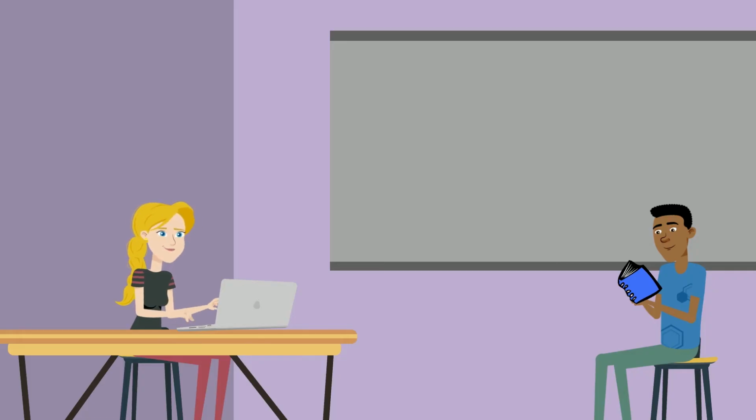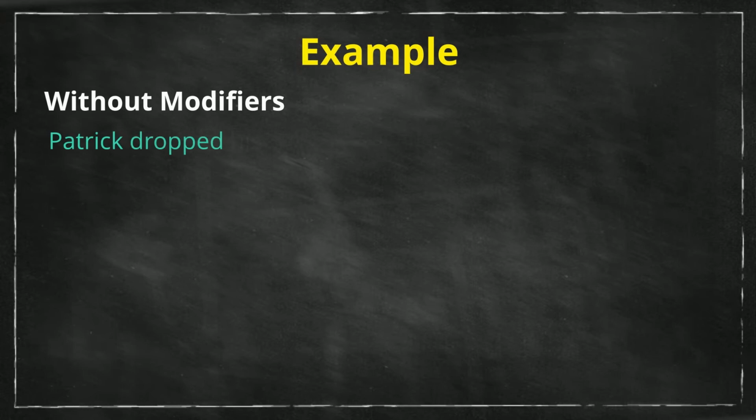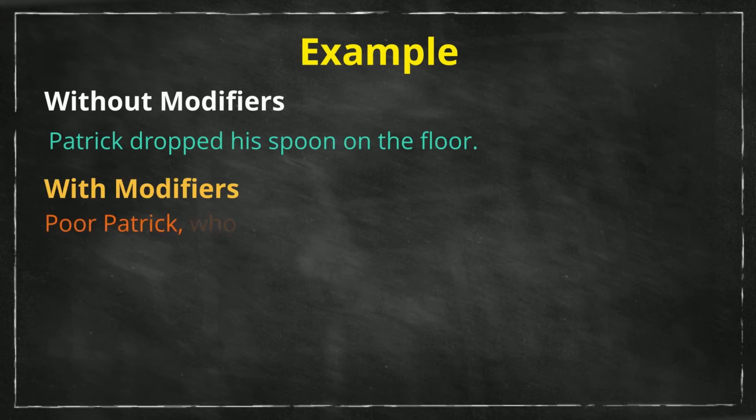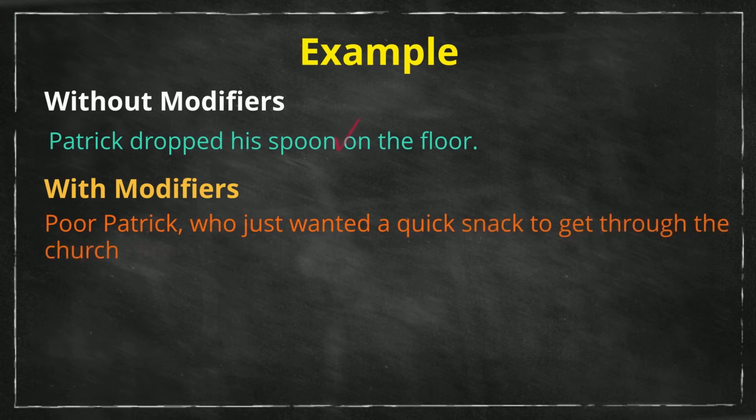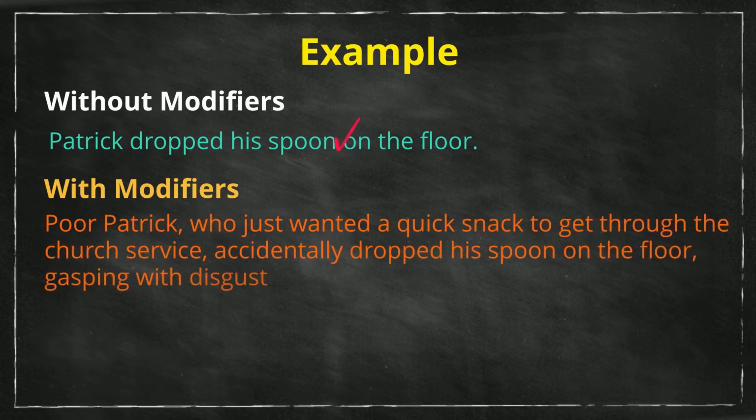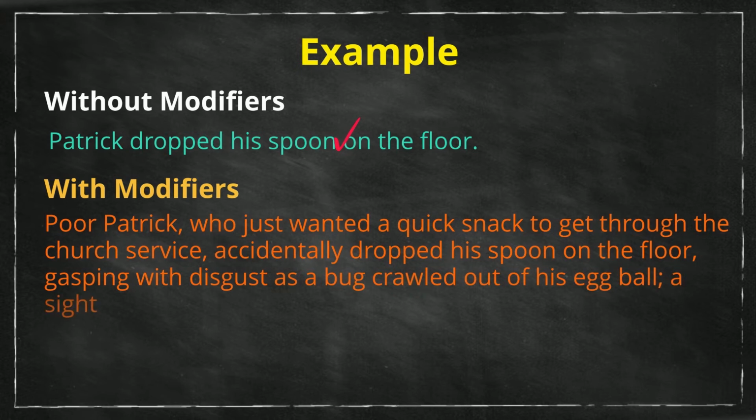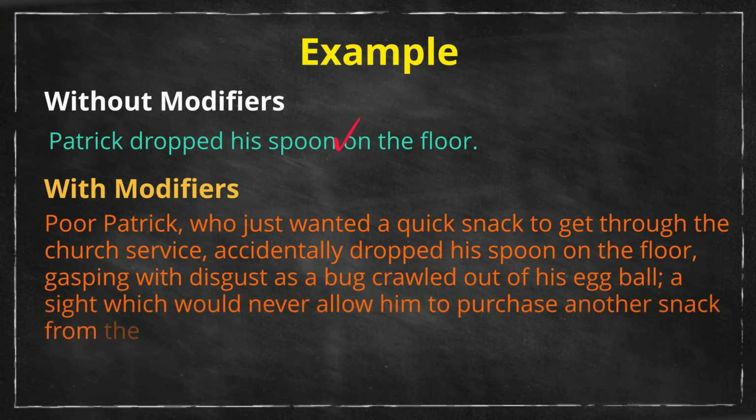Modifiers allow writers to take the picture they have in their heads and accurately transfer it to the imagination of readers. "Patrick dropped his phone on the floor." Versus: "Poor Patrick, who just wanted a quick snack to get through the church service, accidentally dropped his spoon on the floor, gasping with disgust as a bug crawled out of his egg ball, a sight which would never allow him to purchase another snack from the lady across the road."